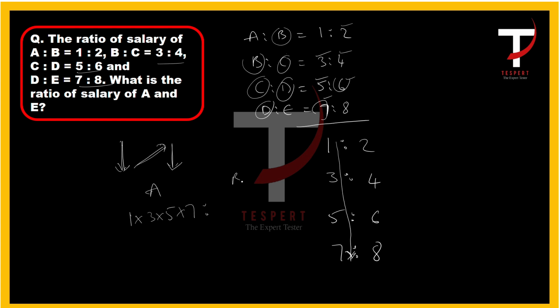For B, take this 2, the first value, and come down like this. Let me erase this.